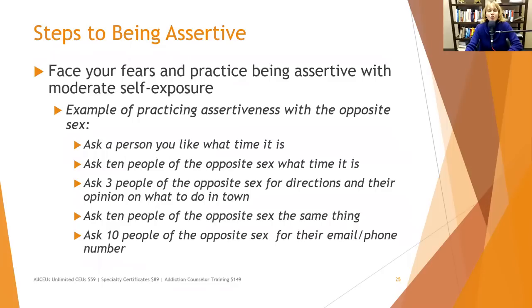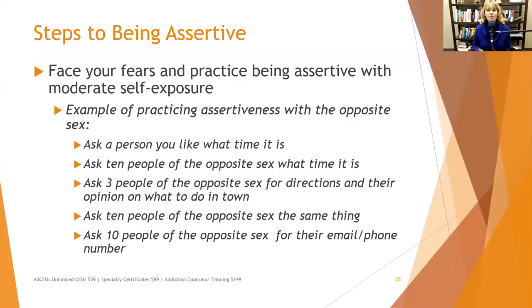The next step is to encourage people to face their fears and practice being assertive with moderate self-exposure. So doing that graduated exposure. So if somebody has difficulty talking with the opposite sex, for example, have them first ask somebody that they like what time it is, and then ask 10 people of the opposite sex what time it is. So they start out with 1, and then they move to 10 total strangers.